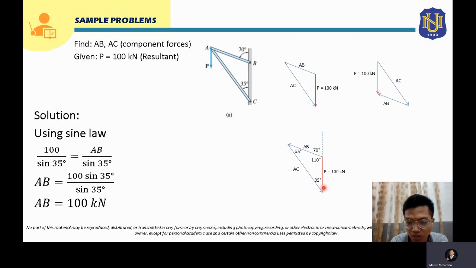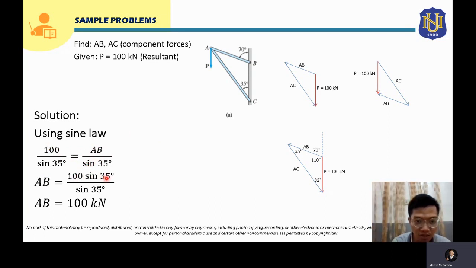That will be 100 Newton. This is the side of the triangle, 100 Newton, and the angle opposite to this side is 35 degrees. You write that over sine of that angle, 35 degrees, equal to the side that you want to solve, which is AB, over sine of the angle opposite to that side. The angle opposite to this side is 35 degrees also. So you write 35 degrees here. Solving for AB, cross multiplying, AB is equal to sine 35 times 100.